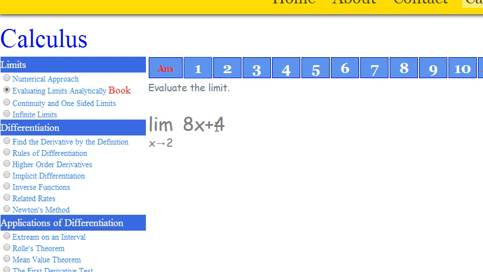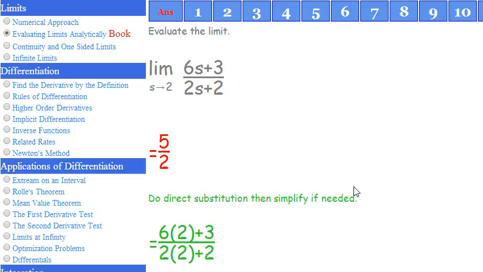That's pretty simple. We want to take the limit as x approaches 2 of 8x plus 4. So we do direct substitution. We plug 2 directly in, and as illustrated, we have 8 times 2 plus 4. I don't have the final answer in, but that's okay. We can click the red answer button, and you can see that this is 16 plus 4, which is 20. So direct substitution is pretty easy.